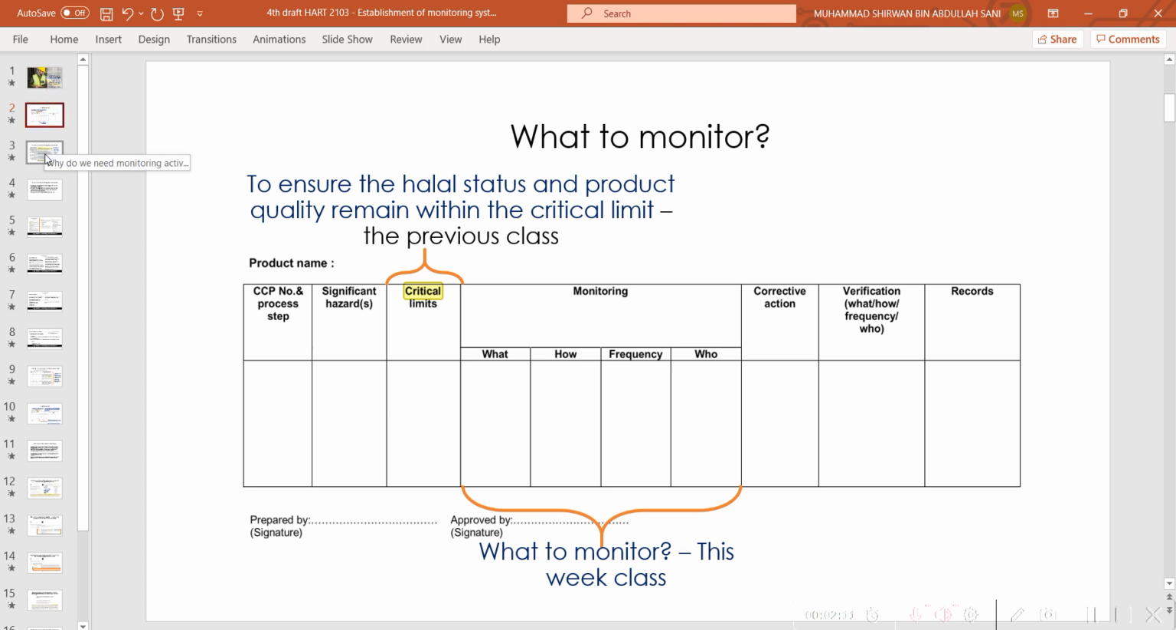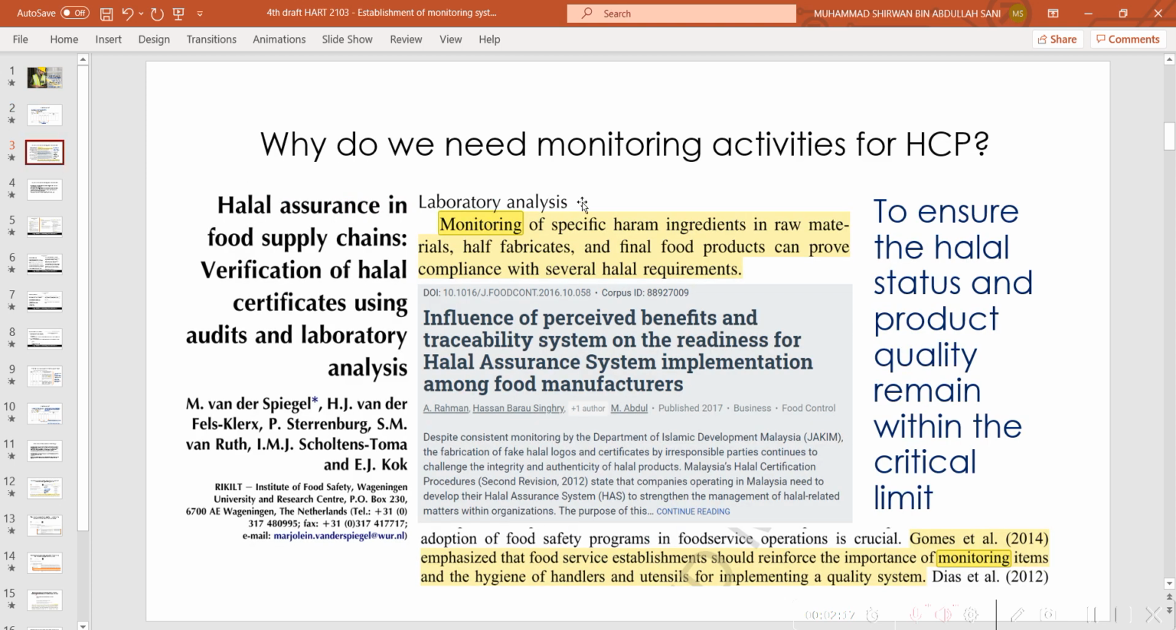Okay, before we move on to this table, let's look at why we shall carry out the monitoring activities of the HCP. Remember, HCP is halal critical point. If you look into this paper, Halal Assurance in Food Supply Chains: Verification of Halal Certificates Using Audits and Laboratory Analysis, it says that, for example, monitoring of specific haram ingredients in raw materials, half-fabricates and final food product can prove compliance with several halal requirements.